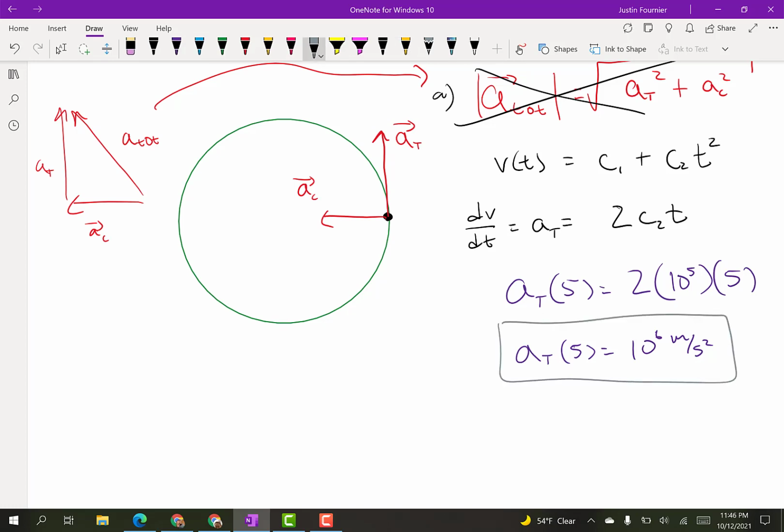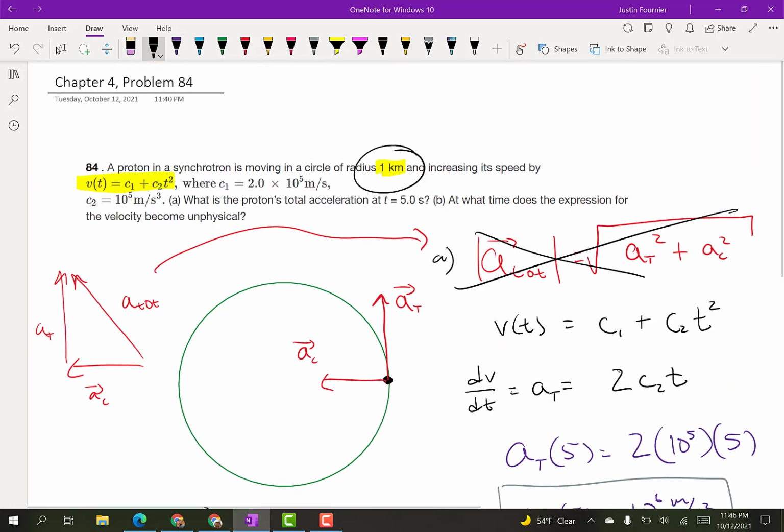Now I need to get my centripetal acceleration. So to get my centripetal acceleration, I know any centripetal acceleration is the speed at that moment squared divided by the radius. So I know the radius, it's 1,000 meters. But now I need to get the speed at that point. Well, luckily I got an equation that'll tell me the speed. So I just need to plug in 5 into that equation. So let's go ahead and do that.